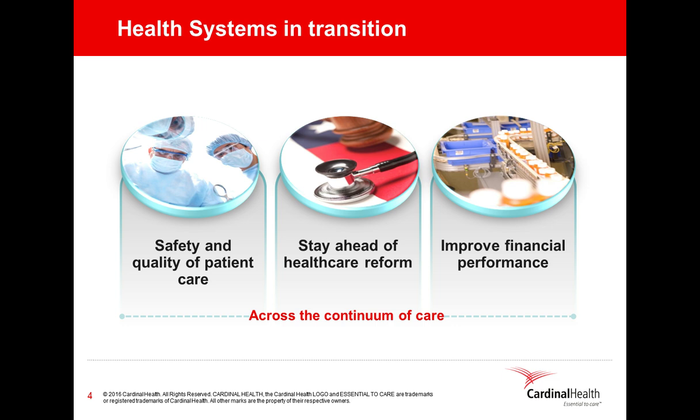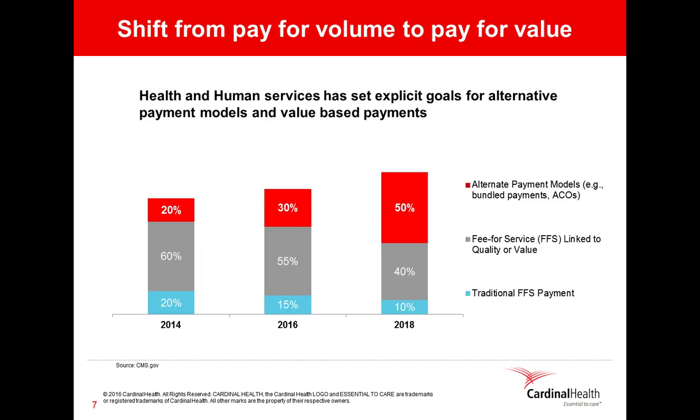They're looking for clinical improvements, financial and operational improvements. And in order to help hospitals achieve these clinical, financial, and operational improvements, stakeholders must be fully aligned to help advance the safety and quality of patient care, to stay ahead of healthcare reform, and to improve financial performance. And I want to take just a minute to talk more about financial performance.